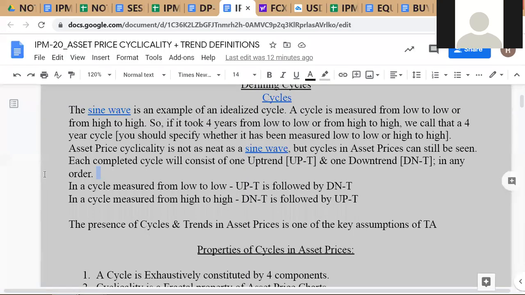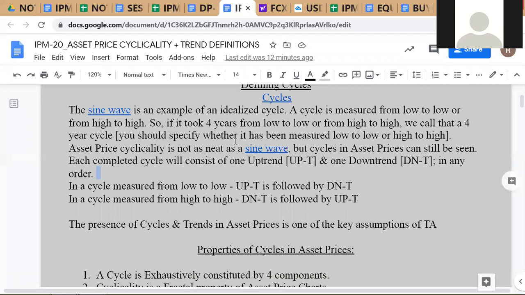But at this point, we are really trying to understand some of the properties of cycles, because it gives you a very good understanding of TA, and it will also lead to a basic technical approach that we will be teaching you to apply in this project, hopefully.